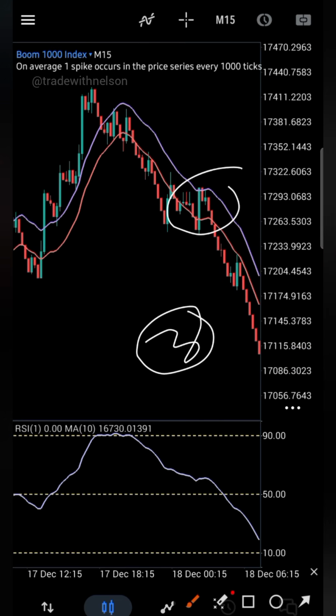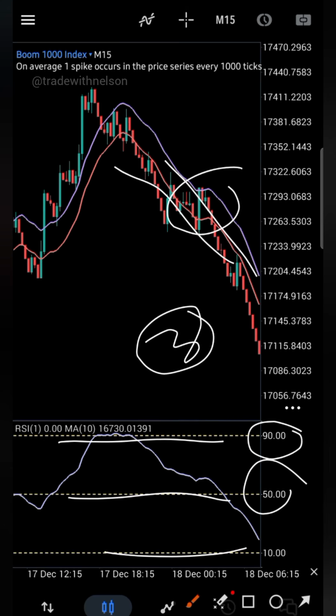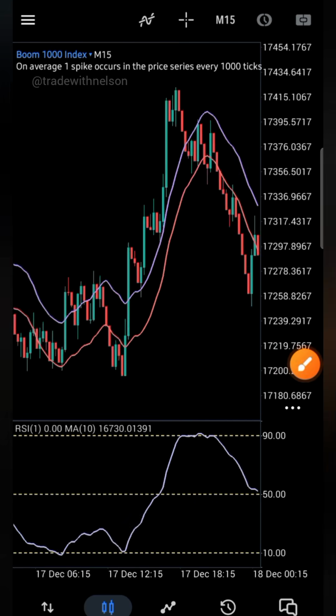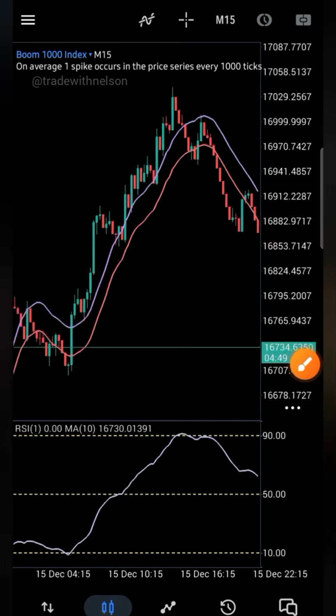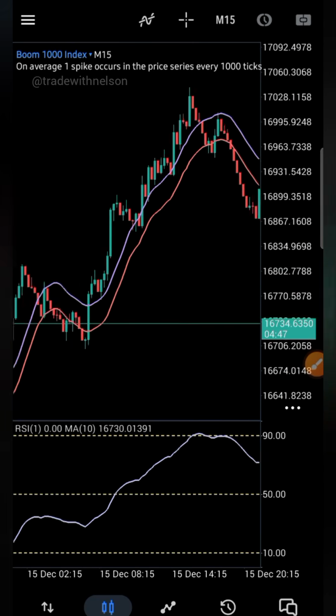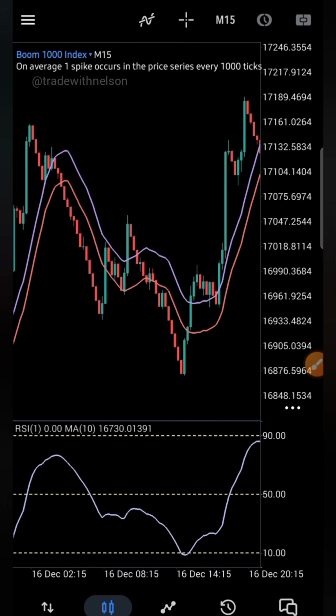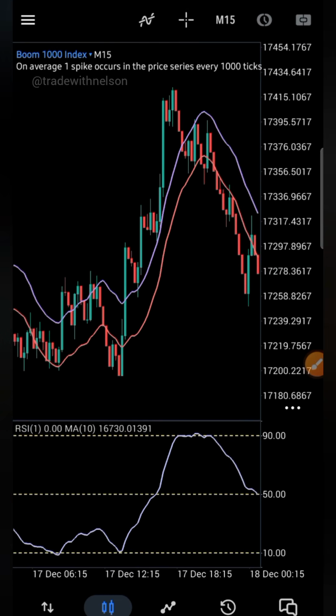I have the envelopes, which is this on my chart. I have the RSI, which is this with levels 90, 50 and 10, and I have a moving average inside the RSI. Don't worry, I'll be giving you the settings for these indicators and I'll be explaining how you can use them to cash a better trade in the boom and crash and the volatility index market.